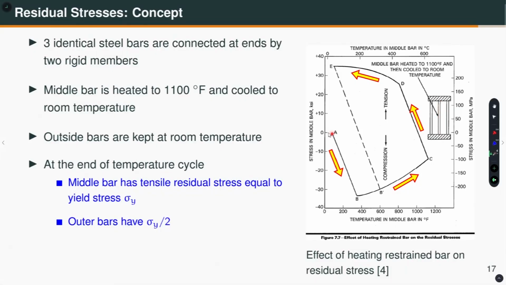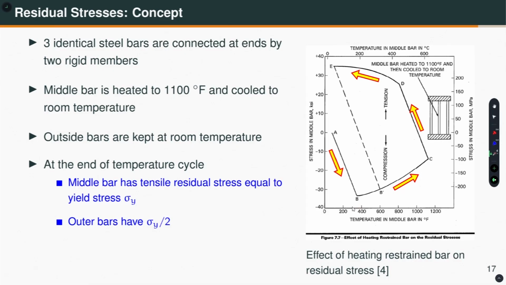So, let us say we start at point A. The vertical axis is stress in the middle bar and the horizontal axis is temperature. The right hand side vertical axis is basically also the stress, but in a different unit. This is MPa and this is KSI. Okay. So, we start at room temperature at point A, and as we keep heating the middle bar, the stress in the middle bar keeps on increasing and we go like so. At point B, about 340 degree Fahrenheit, the middle bar yields, the material yields.